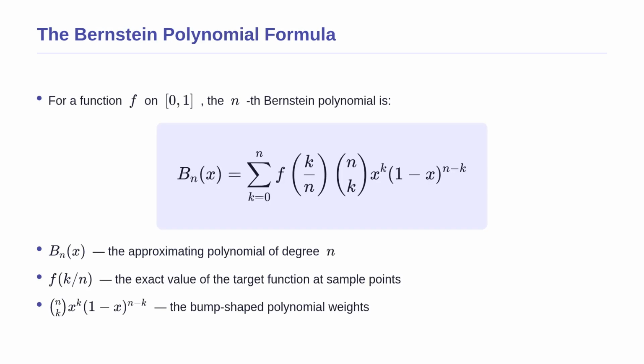Let us look at the exact formula Bernstein created. For a function defined on the interval 0 to 1, the nth Bernstein polynomial is defined by this structured sum. Conceptually, it is a weighted average.